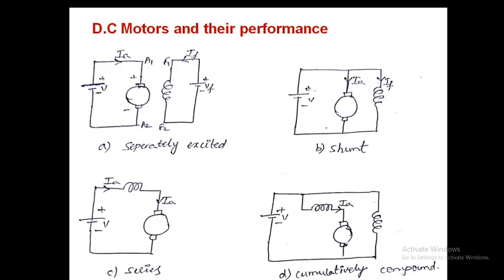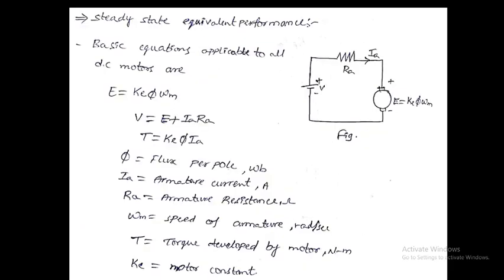So that is called the cumulative compound to get the different type of characteristics. So a few basic equations we will see, fundamental equations like steady state equivalent performance. The basic equations applicable to all types of DC motors begin with the generated back EMF.